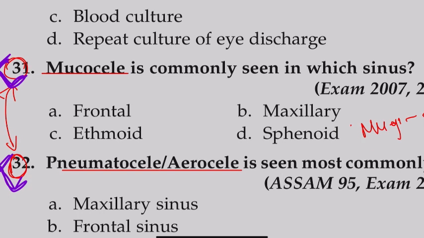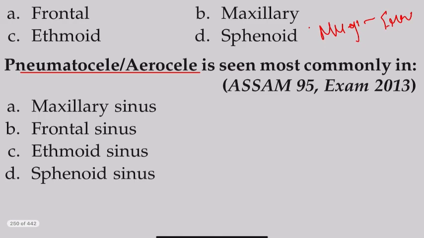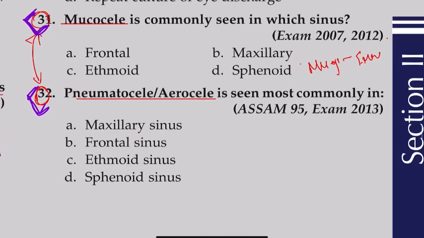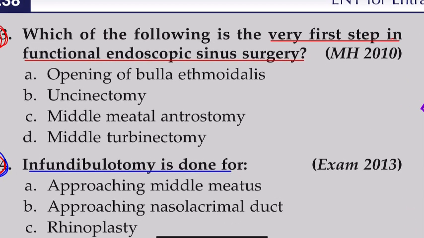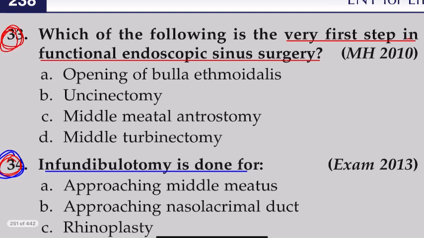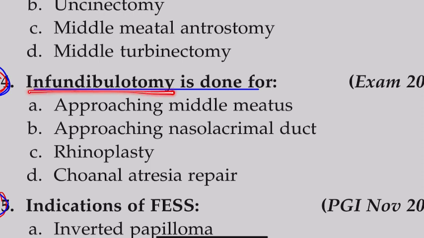Mucocele is commonly seen in which sinus? Mucocele is commonly seen in frontal sinus. Now, pneumatocele is most commonly seen in the same, frontal sinus, right? Okay, next question: which of the following is the very first step in functional endoscopic sinus surgery? The first step is uncinectomy. Uncinectomy is the first step. Infundibulotomy is done for approaching the middle meatus, right?